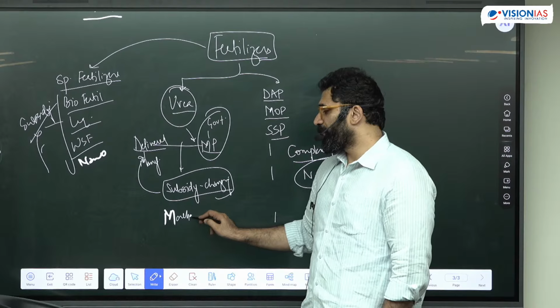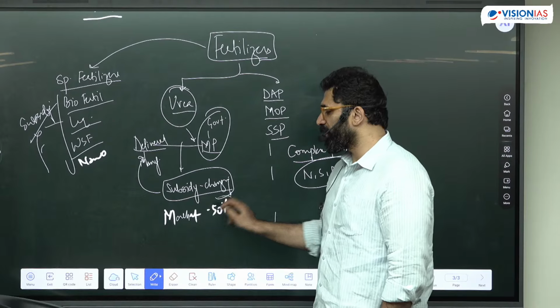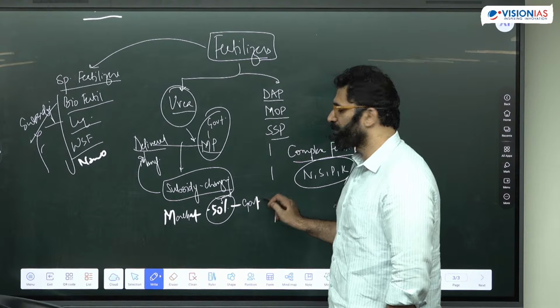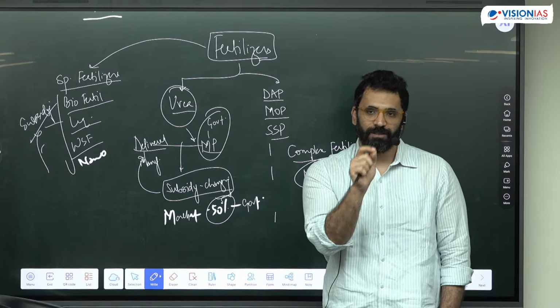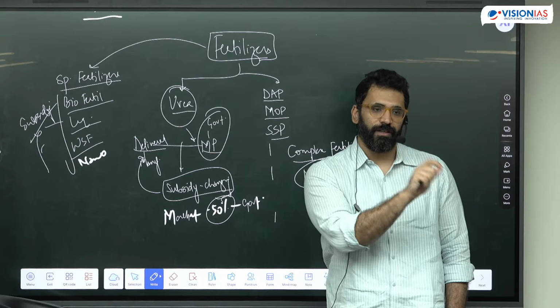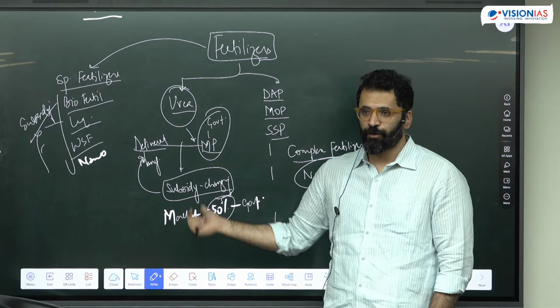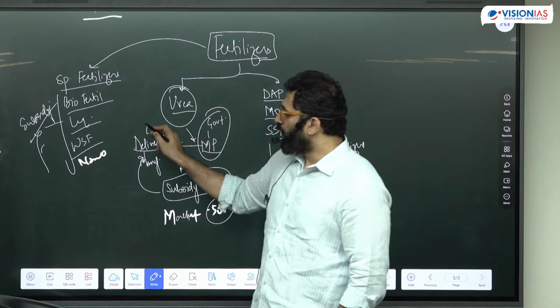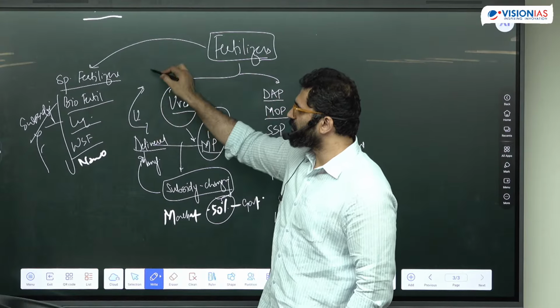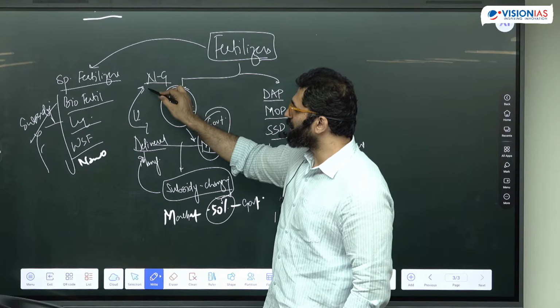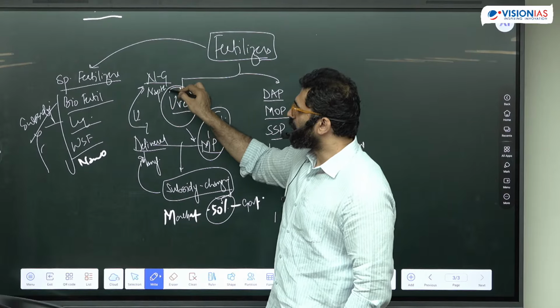Marketing of urea, 50% of marketing is controlled by government. The center government decides the quota for every state, how much fertilizer will go, based on the district demand. 50% of urea is controlled like this. How is urea manufactured? There are 2 major feedstocks. One is natural gas and the other is naphtha.